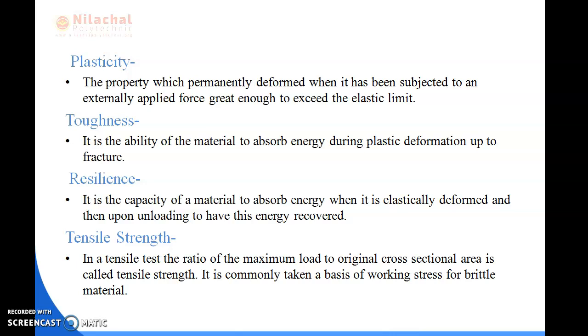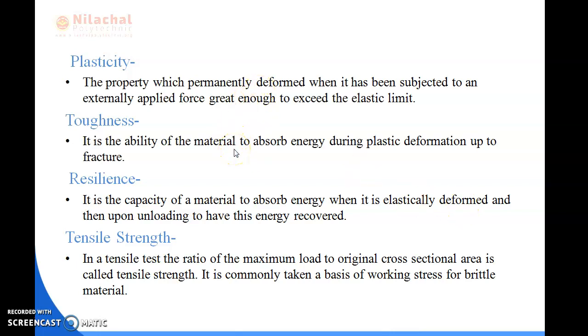The mechanism of plastic deformation is different in crystalline materials and amorphous materials. Those are the two kinds of material: one is crystalline and the other is amorphous. Crystalline materials undergo plastic deformation as the result of slip along definite planes. That is all about the plasticity property of a material.